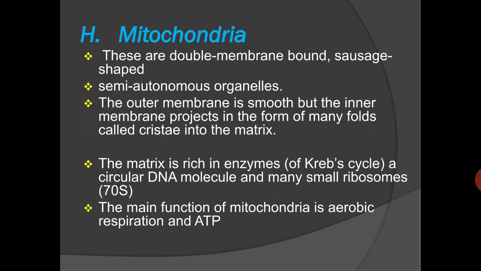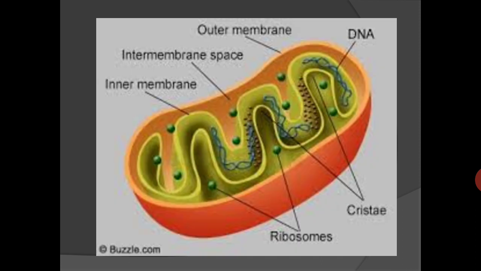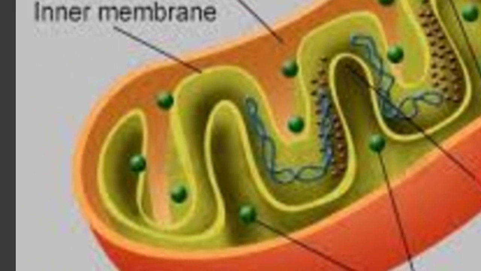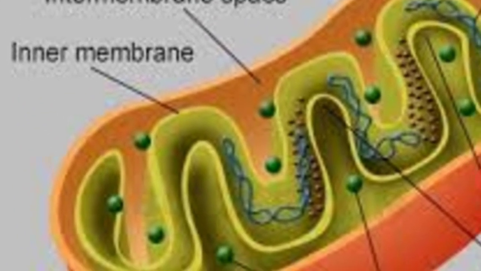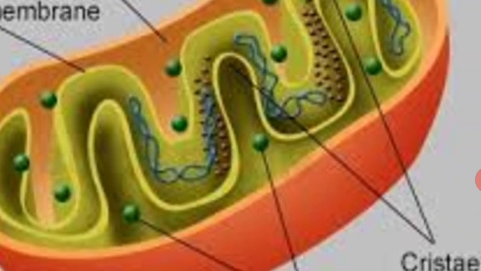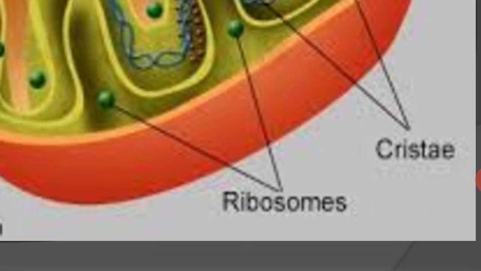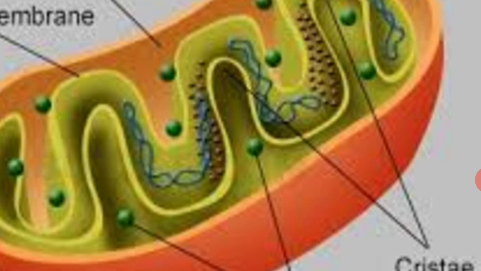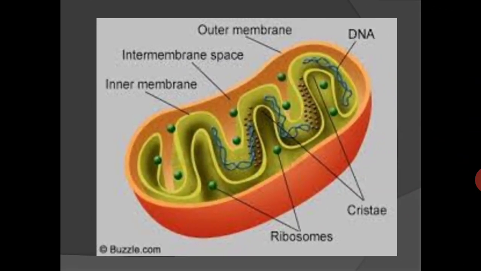The main function of mitochondria is in aerobic respiration, meaning when oxygen is present, for the formation of ATP molecules. This is the picture, the 3D view structure of the mitochondria. You can see here in the inner membrane folds, there is a DNA. Circular DNA is found in between the cristae, in between the foldings.